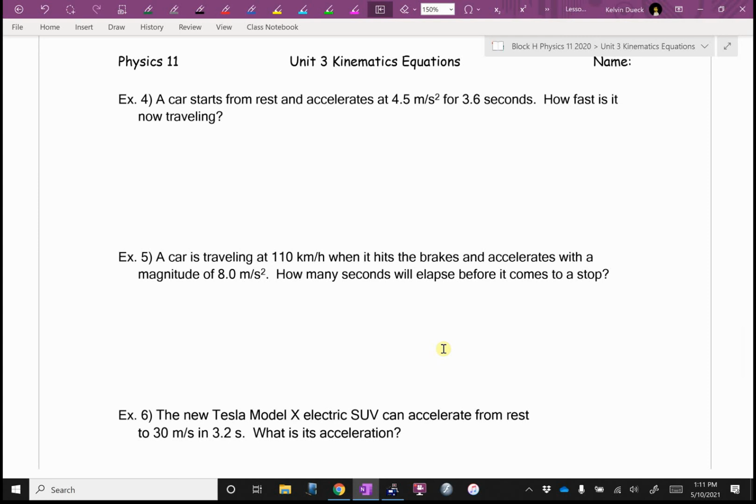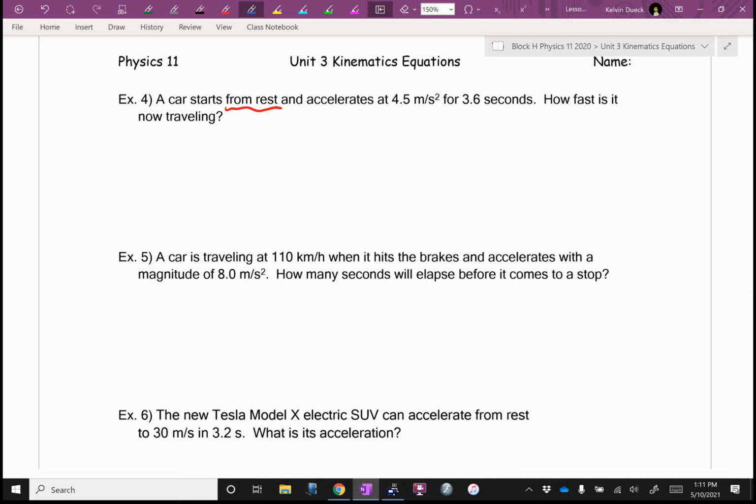Example 4. Read example 4 to yourself. Example 4. What 2 words should I underline? "From rest." Okay. And here's the question. What's example 4 asking me to find? More specific. In terms of the 4 physicsy concepts that we've talked about today in our equation, what's it asking me to find?